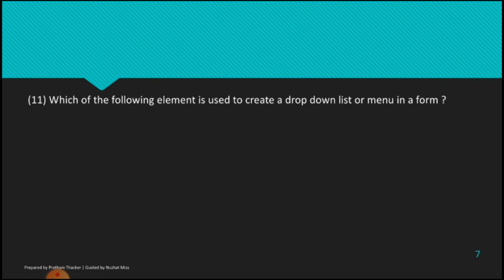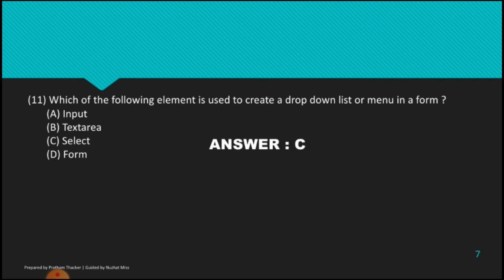Question number 11. Which of the following element is used to create a drop down list or menu in a form? Is it option A input? Is it option B text area? Is it option C select? Or is it option D form? Answer is option C select.